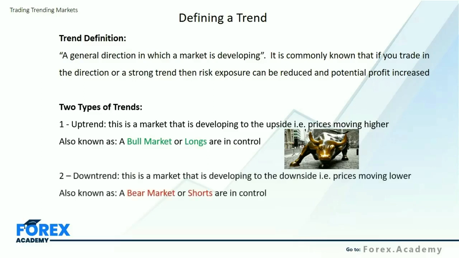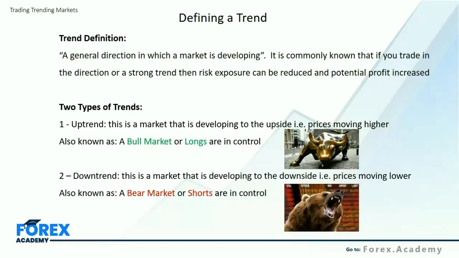The other type of trend is the opposite of an uptrend, and that's a downtrend. This is a market that is developing to the downside this time, i.e. prices are simply moving lower. This is also known as a bear market. The shorts are perhaps in control of that particular market, looking to drive prices lower.